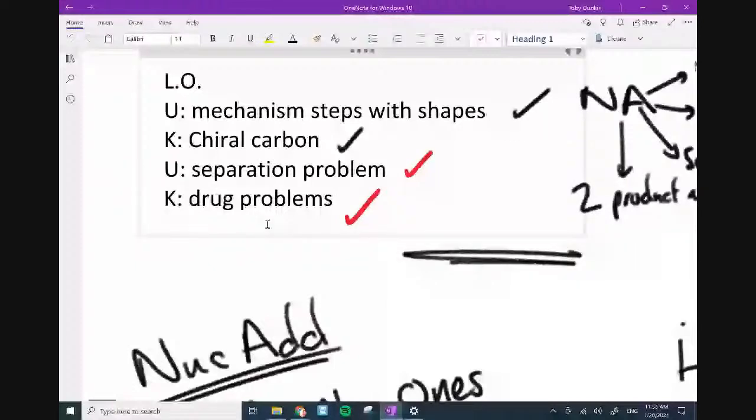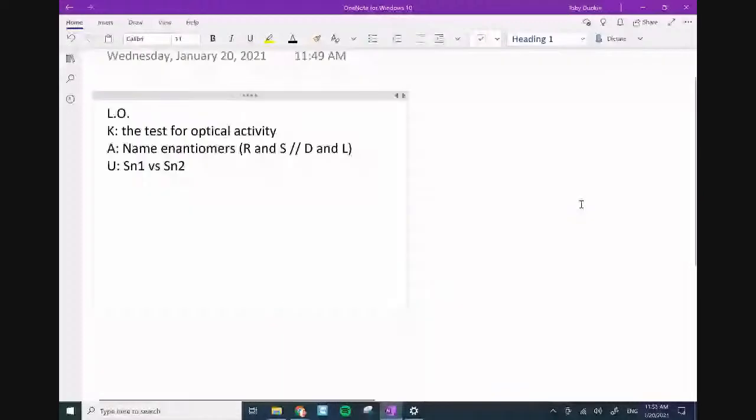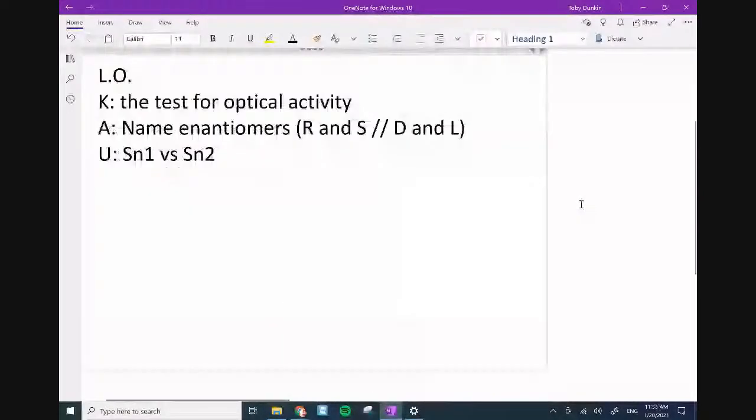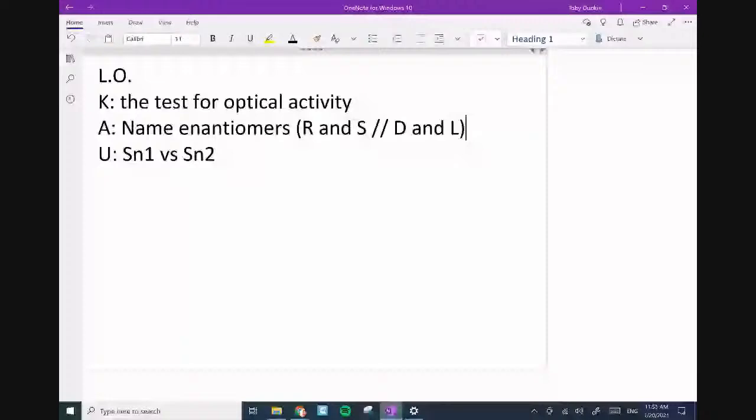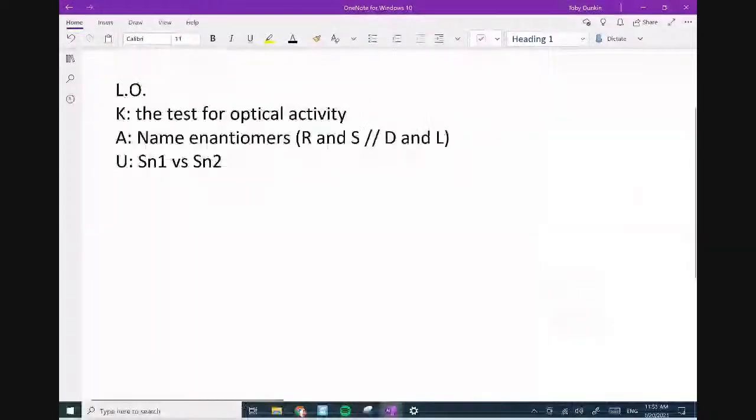So today's lesson, we're moving on to optical activity. How do we find out about this idea of there being a chiral carbon? There are 3 learning objectives. Number 1, know the test for optical activity. Number 2, be able to name enantiomers, D and L, I'll explain that in a minute. And the last one is to understand SN1 and SN2 from an optical perspective. So first thing I need to do is talk about the test.